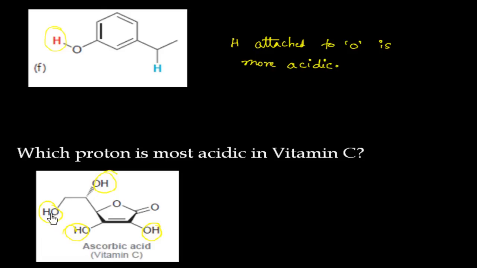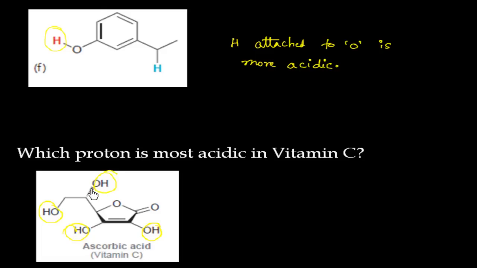Now if you see, in this case we have a negative charge on oxygen. If I remove H plus from here, a negative charge on oxygen; remove H plus from here, negative charge on oxygen; remove H plus from here, negative charge on oxygen. So in all cases we have negative charge on oxygen, so factor 1 cannot be used to decide the acidity. Now let us go to factor 2, that is resonance.